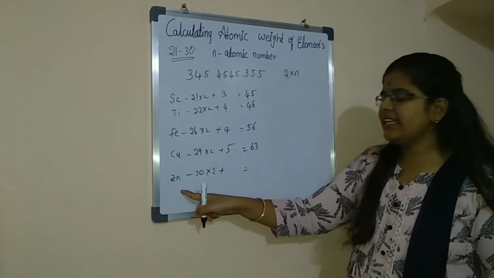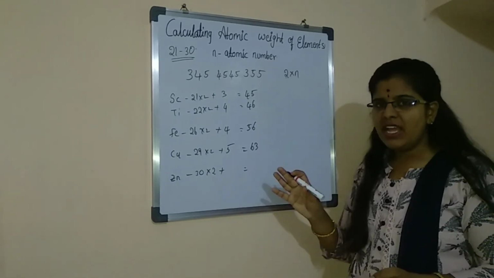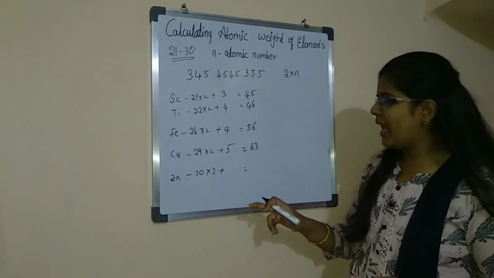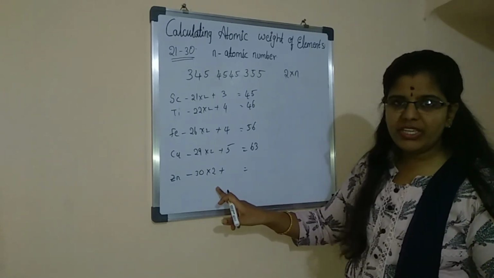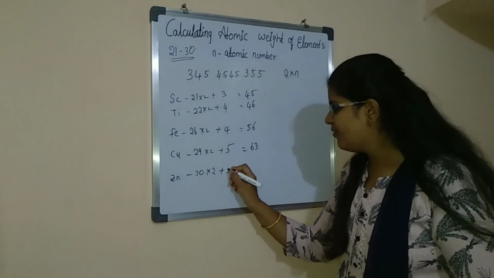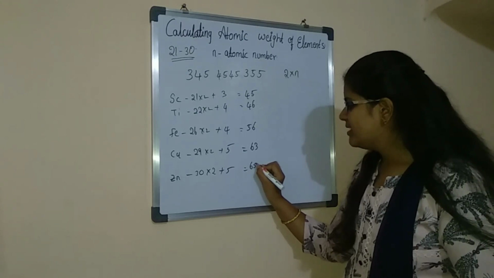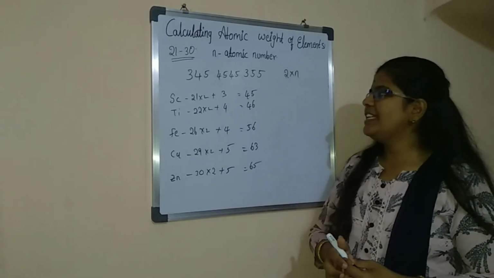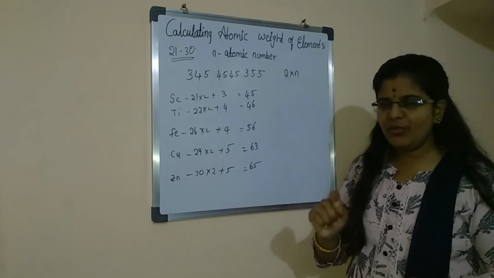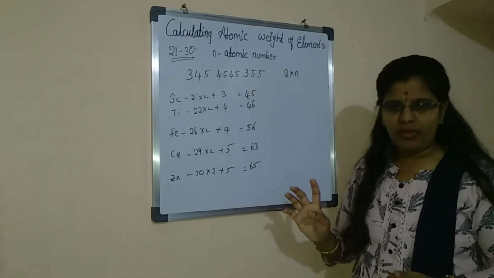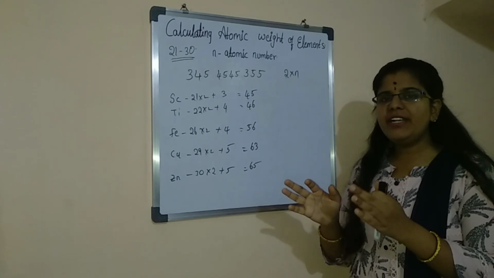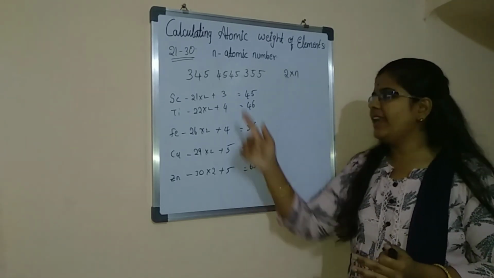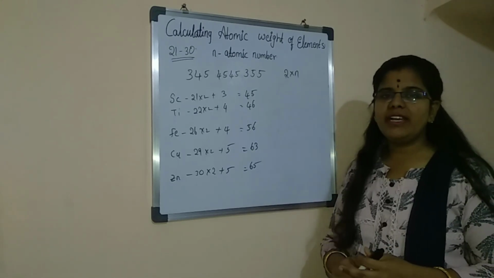And zinc, that is 30. It is the last in the 21 to 30 elements, so the last digit has to be added here. 30 into 2 is 60, so 60 plus 5 is equal to 65. Isn't it very easy? Just one thing you have to do is remember this phone number. And before that, we have to multiply the atomic number by 2 and add according to their numerical order.